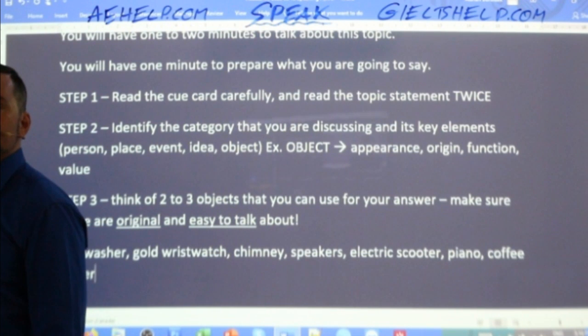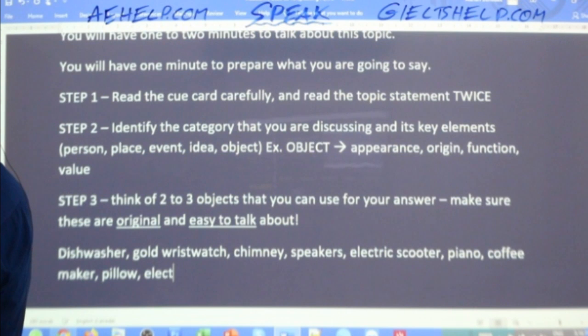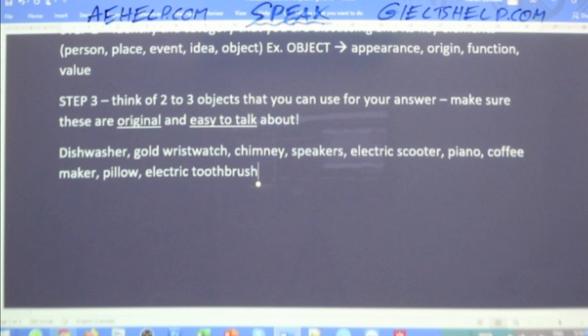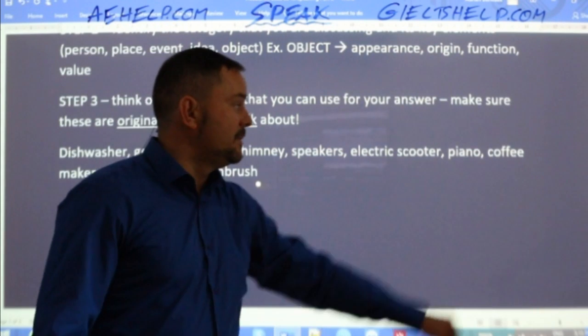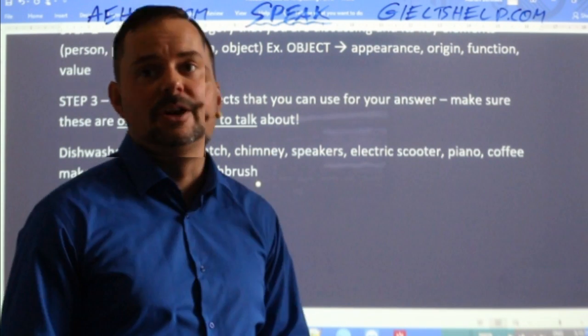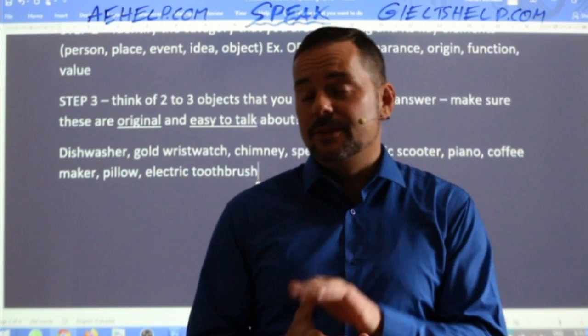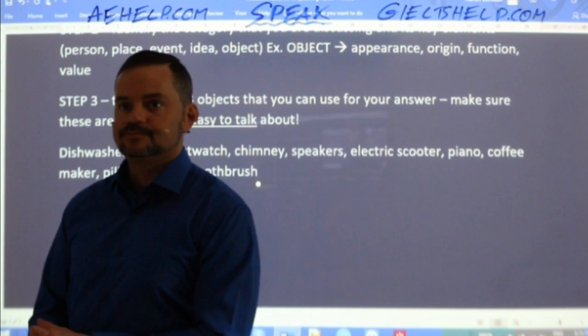All right, we have some pretty good ideas here. There's another one I like. It's good. Pick a pillow, toothbrush. Okay, pillow or electric toothbrush. I like that one too. These are all great ideas. So if I were the IELTS examiner, I would love to hear dishwasher, electric toothbrush, speakers, electric scooter, coffee maker. Those would be fantastic for me to hear. If I heard those topics come out, I'd be like, okay, this should be interesting. All right. So if your examiner is thinking that way, though, okay, this should be interesting, then you've chosen a good topic. Okay. All right.